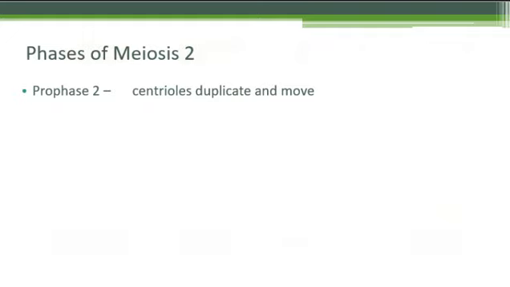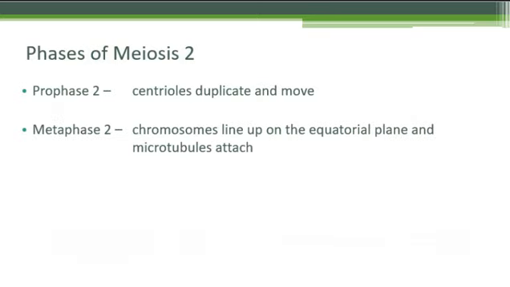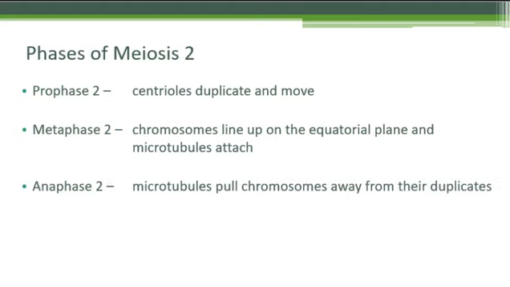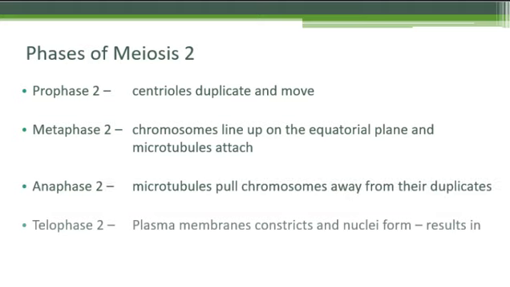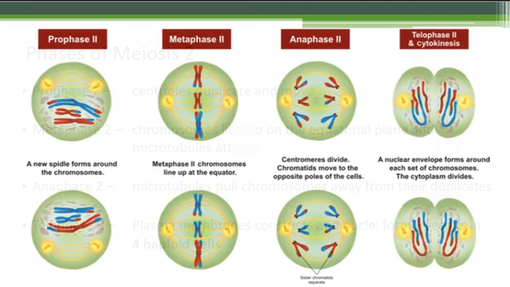Prophase 2, we're back to P here. The centrioles duplicate now and they move. Now we're going to see it's going to look a lot like we're jumping back to mitosis, okay? Then the chromosomes line up on the equatorial plane. That sounds familiar. Then microtubules pull the chromosomes away from their duplicates, and plasma membranes constrict and nuclei form, resulting in 4 haploid cells. That's the bottom line. Here it is. Prophase 2, metaphase 2. This looks just like mitosis, doesn't it? Anaphase 2, telophase 2, and there we go.